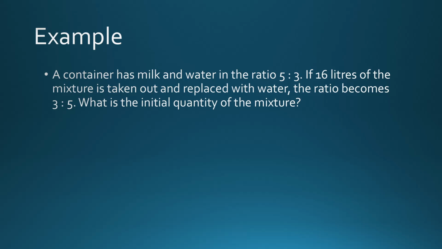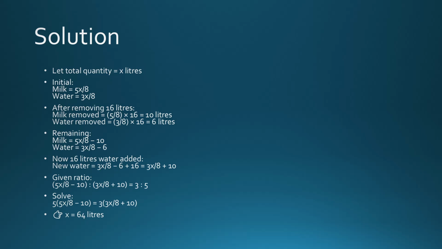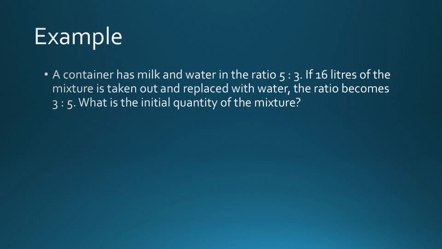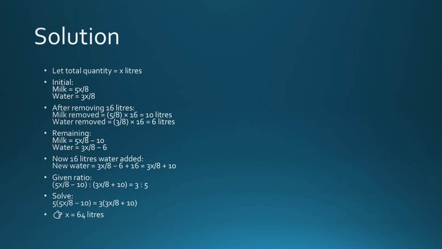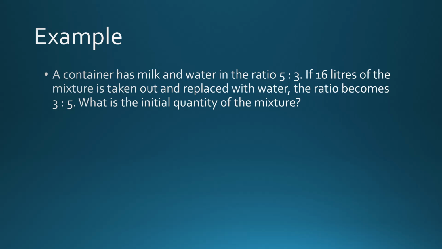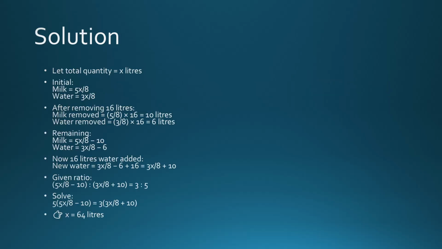Okay, so it's very easy to understand that a container has milk and water which is in the ratio 5 is to 3. So let's say the total initial quantity is x liters. So if initial is x liters, how much will be milk in that? 5 parts divided by total 8 parts, so 5 by 8 of x. And again, how much will water be? It's in the ratio 5 is to 3, so water is 3 parts. Total quantity is x, so 3 divided by total 8, so 3 by 8 of x. So milk is initially 5x by 8, water is 3x by 8. Now we are removing 16 liters.